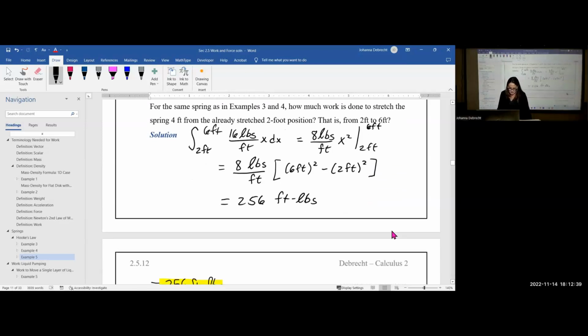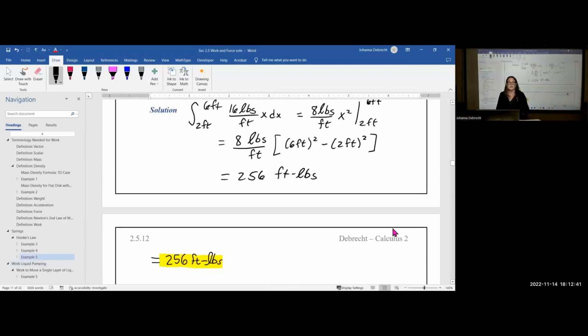Okay, so this is basically the end of this particular video. In the next video, which is also from the same section, 2.5, we're going to be looking at moving water out of a tank. So I hope you'll join me for that video.